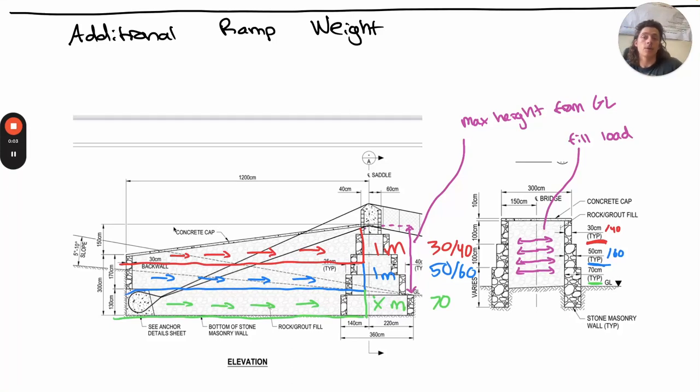In this lecture, we will discuss additional abutment weight, or additional ramp weight. This is referring to the inclusion of the undisturbed soil and the extra ramp walls. So I'll start with the ramp walls.